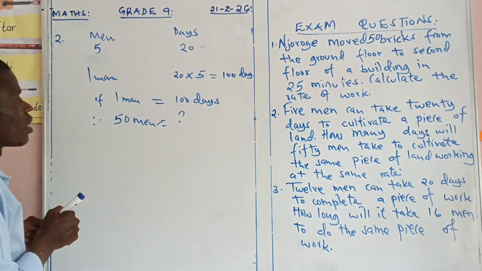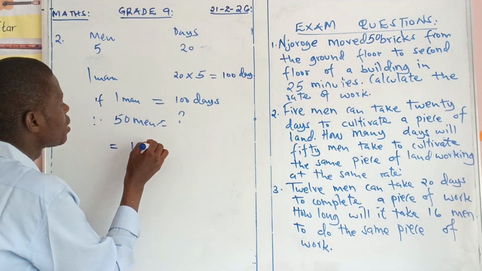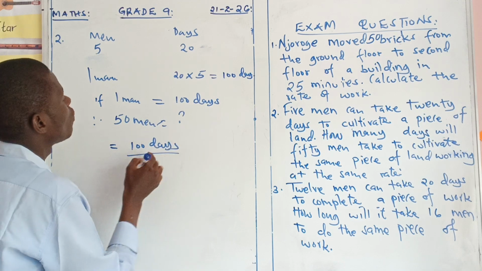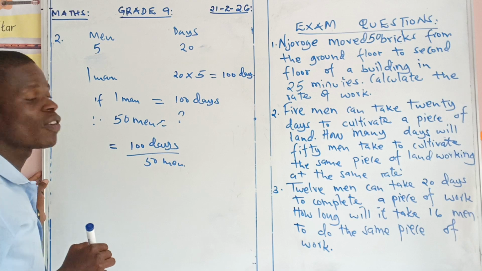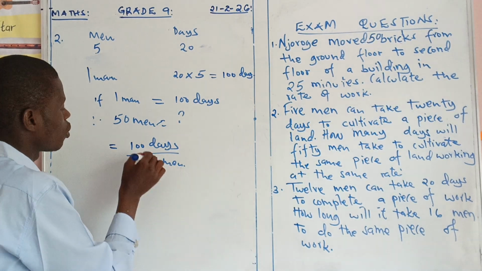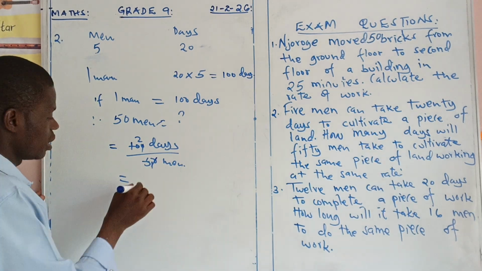So you'll say, the rate of doing work, you say now, 100 days divided by 50 men. So 50 men will take 2 days.